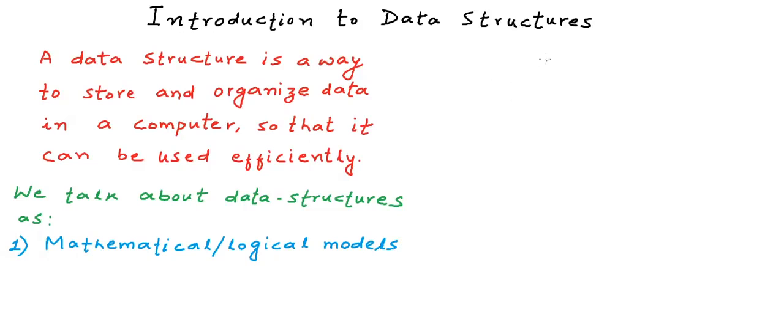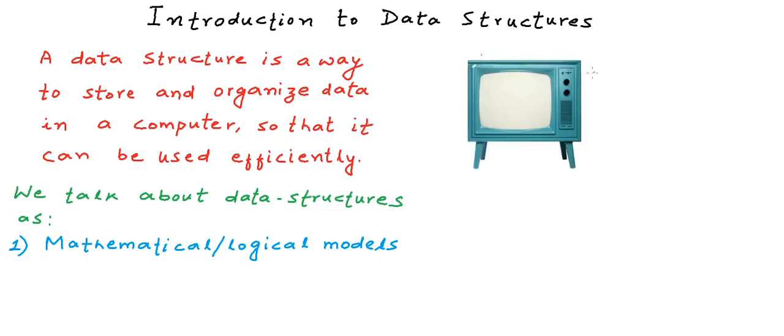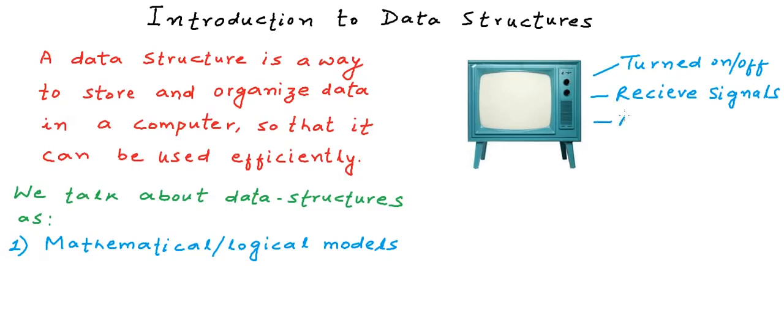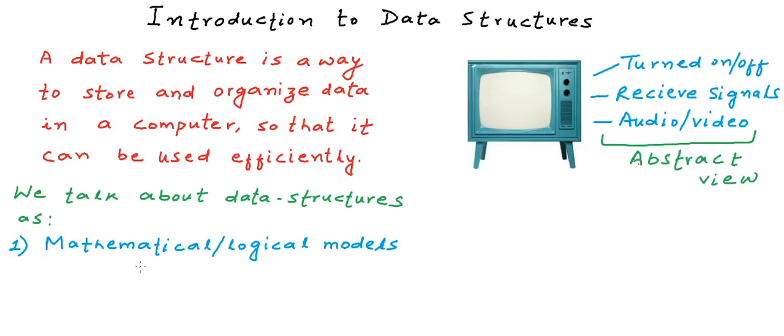An example of an abstract view from the real world can be something like the abstract view of a device named television: it is an electrical device that can be turned on and off. It can receive signals for satellite programs and play the audio and video of the program. And as long as I have a device like this, I do not bother how circuits are embedded to create this device or which company makes it. So this is an abstract view. So when we study data structures as mathematical or logical models, we just define their abstract view, or in other words, we define them as abstract data types.